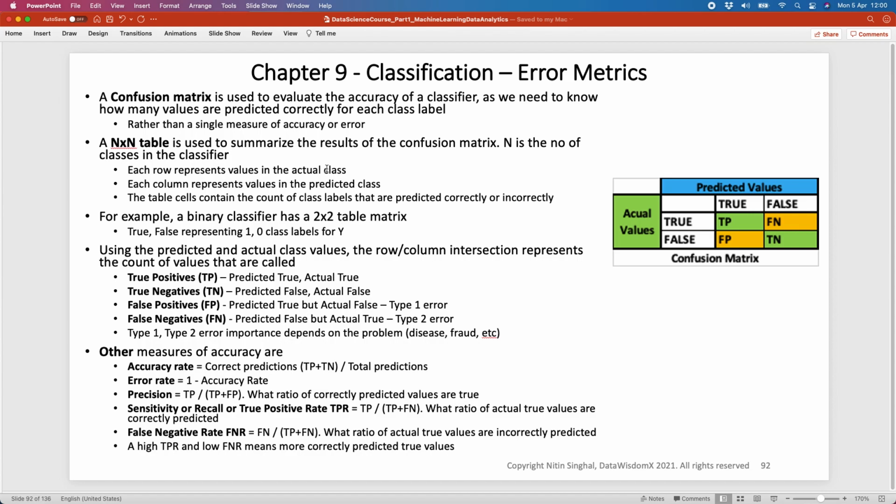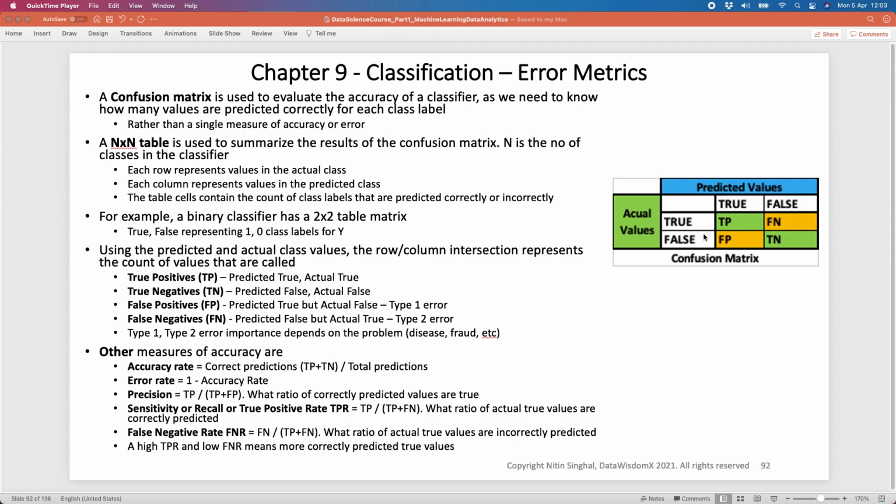And the way it does that is by building a matrix of your correctly and incorrectly predicted values against the actuals. So what you have is an n by n matrix. So if we consider a binary classifier, you'll get a 2 by 2 matrix, right? Because you only have two classes or two categories. You can represent them as true and false, or 1 or 0.